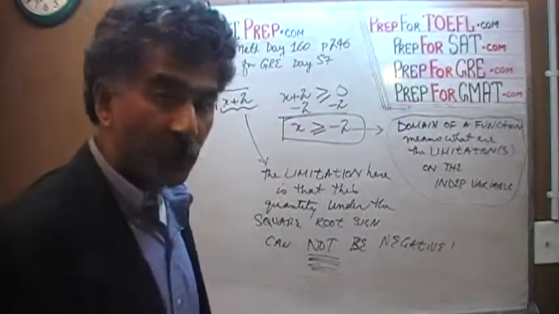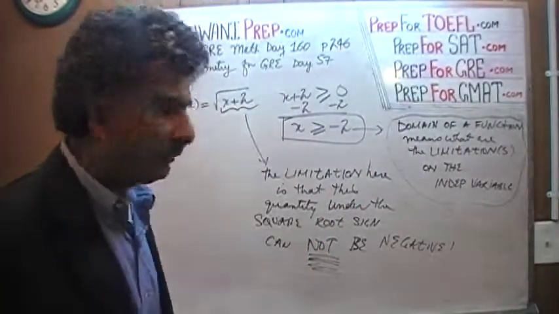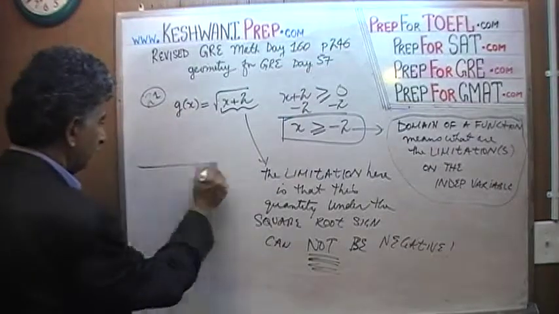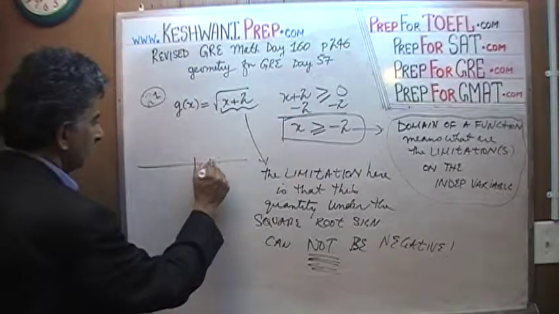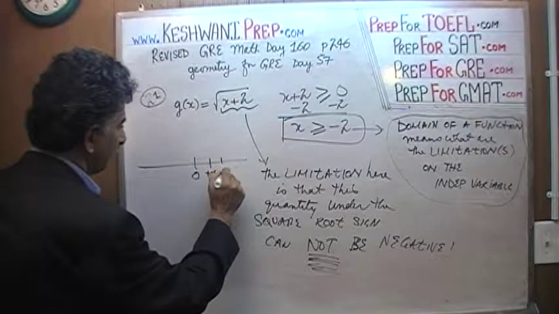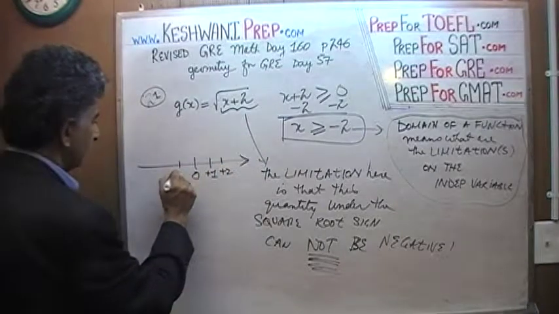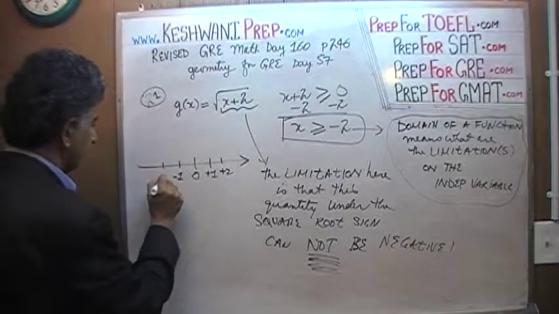One last thing, just show it on the graph. Sometimes they ask you to show it on a number line. This is how we show it on the number line. Here's your number line. This is your 0. This is our positive 1. This is our positive 2, and it goes on forever. This is our negative 1, and this is our negative 2.